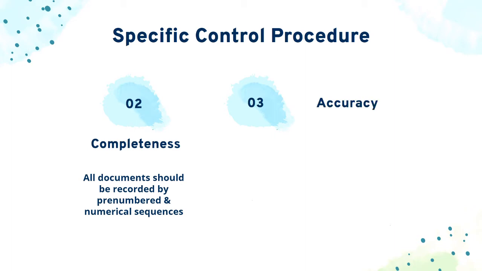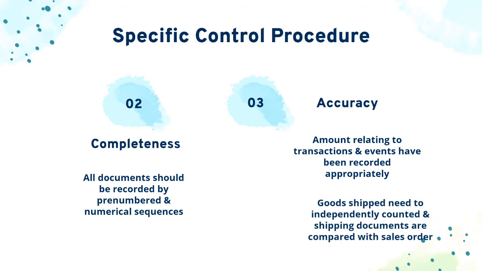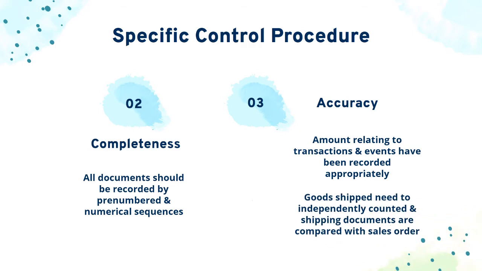The third one is accuracy. The meaning of accuracy is that amounts and other data relating to recorded transactions and events have been recorded appropriately. Besides, there should be procedures for independent internal verification of invoice preparation or separation of duties to lessen the risk of miscalculation. Specifically, goods that ship need to be counted independently, while shipping documents are compared with sales orders.